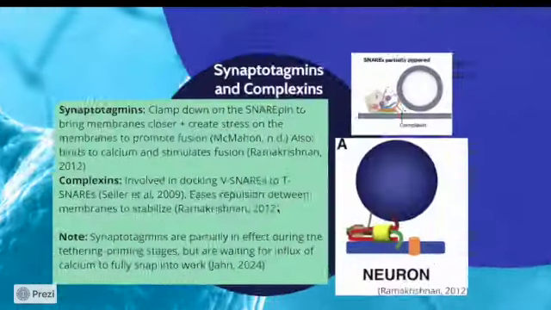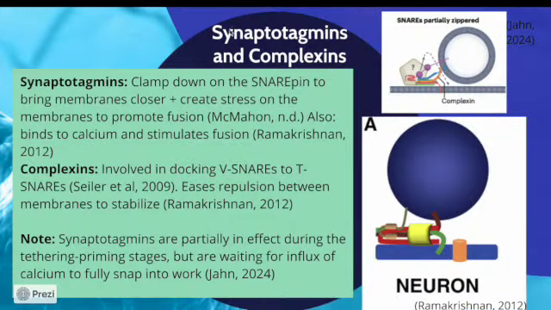And what are some of the proteins involved? There are the synaptotagmins and the complexins. The synaptotagmins are really important, and they serve a dual purpose. For one, they clamp down on the SNARE pin to bring the membranes closer and create stress on the membranes to promote fusion. That's this purple here and this brown-gray here. So that's before this calcium influx.